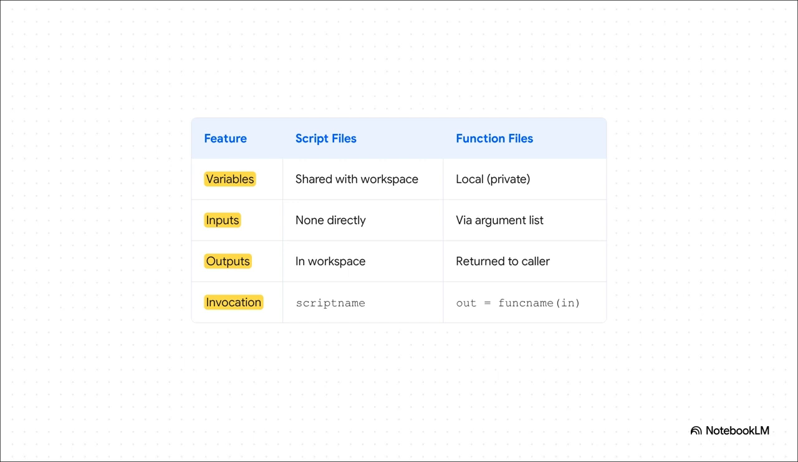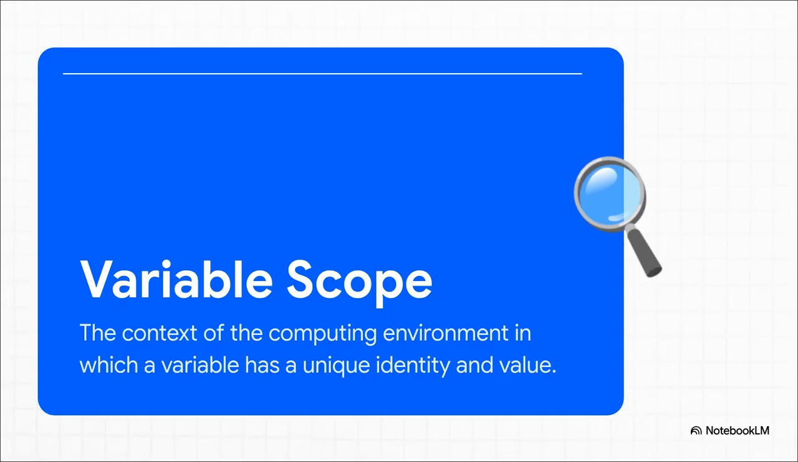The real game changer is all about how they handle data. And that brings us to maybe the most important concept here, variable scope. Here's a good way to think about it. Your main MATLAB workspace, that's like a big public workbench. Anyone can put tools on it, move them around, or pick them up. A function, though, that's like its own private workshop. It brings its own tools in, does a very specific job, and then cleans everything up when it's done.